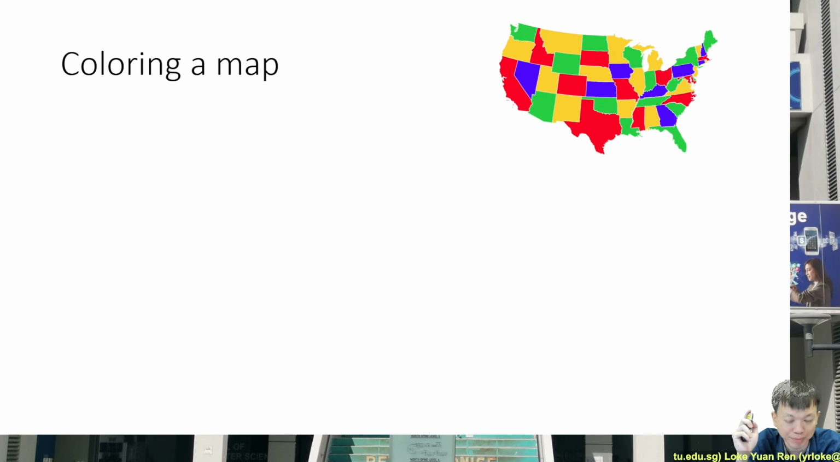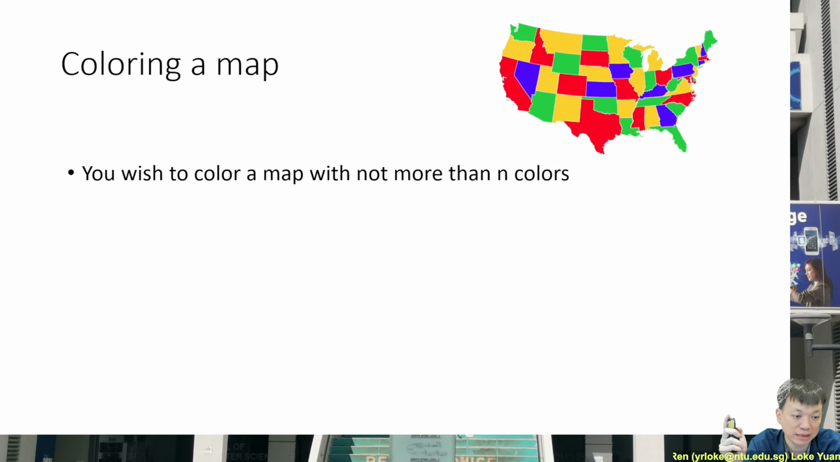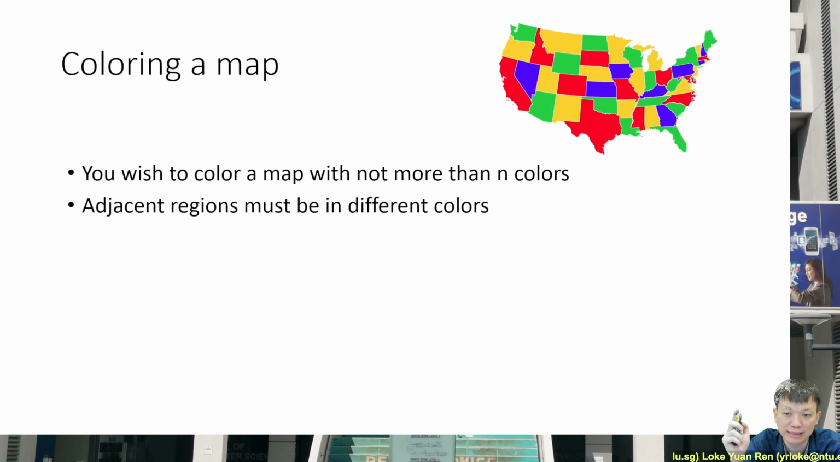We also, in Monday's lecture, I introduced a very classic problem about coloring a map with M colors, any number of colors. I think you need at least 4 to ensure you can put different colors in different regions, so that no adjacent regions are in the same color.